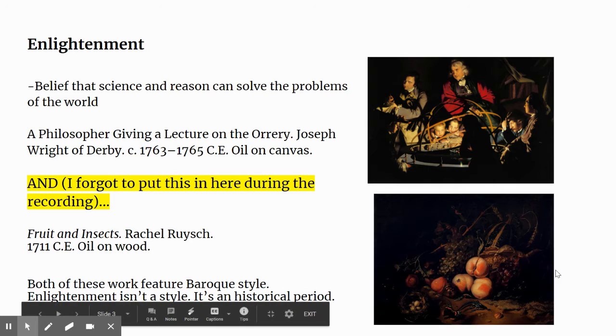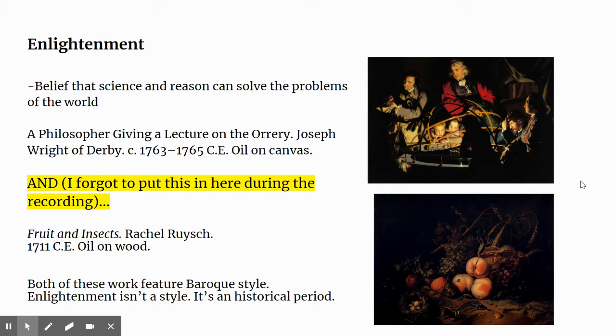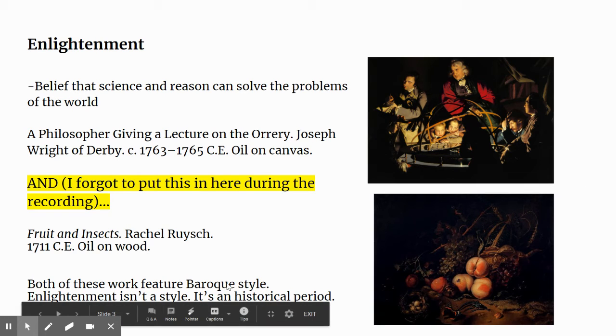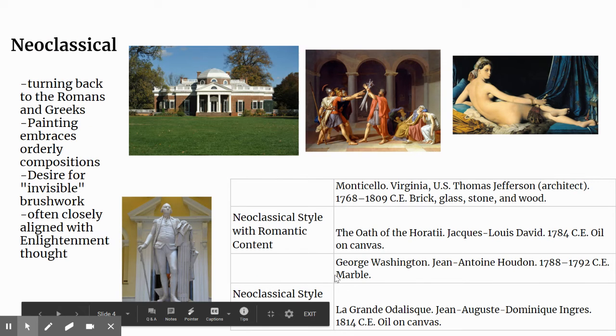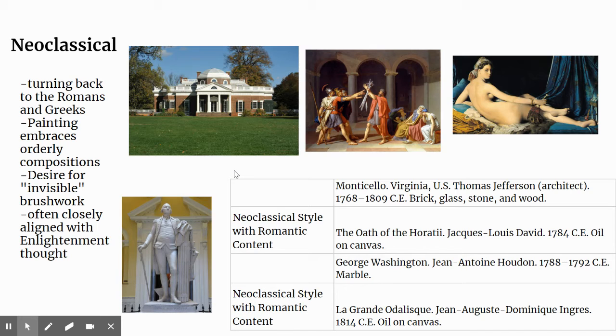And when I gave you the video before, I'd forgotten to put in the fruit and insects piece, but that is clearly an Enlightenment piece. Remember, Enlightenment isn't a style; it's a thinking, right? And Enlightenment pieces that are really purely Enlightenment tend to follow Baroque style. All right, neoclassical is something different, right? But there is some crossover.